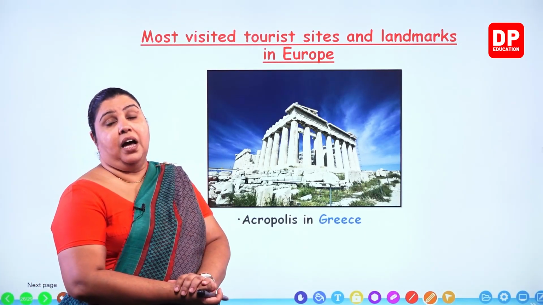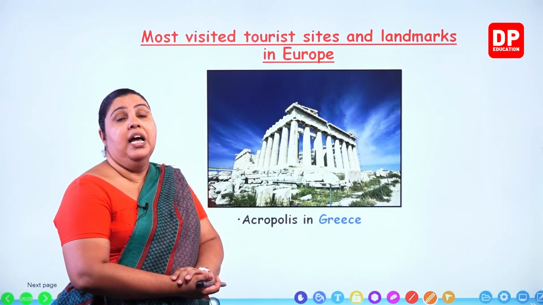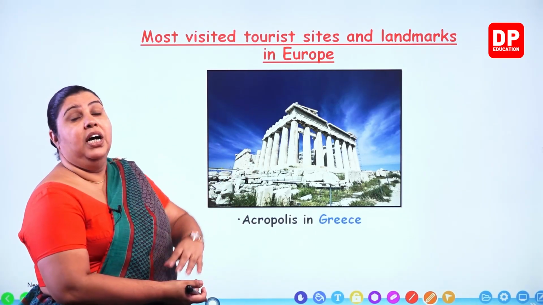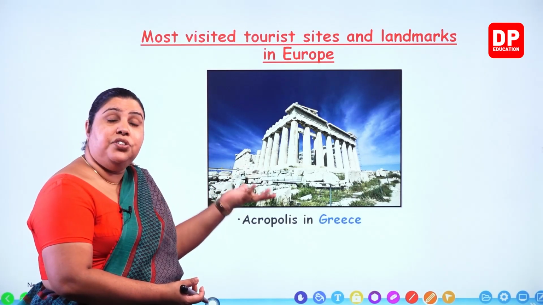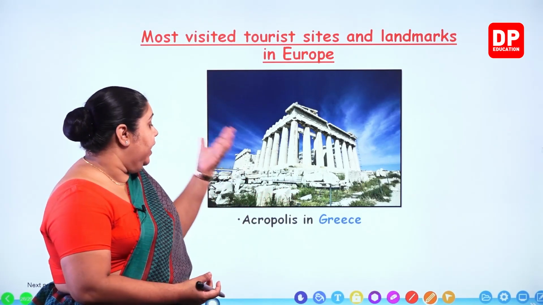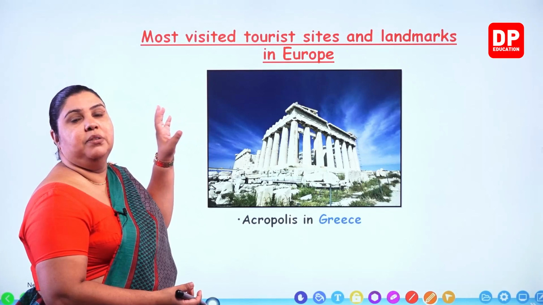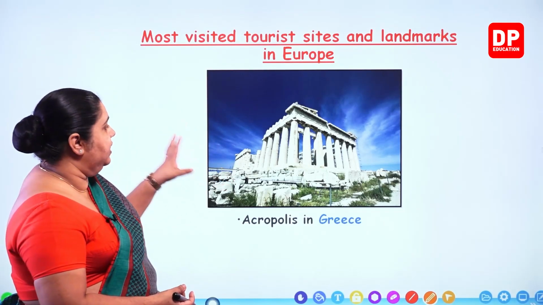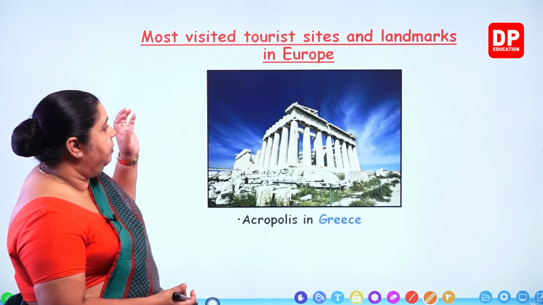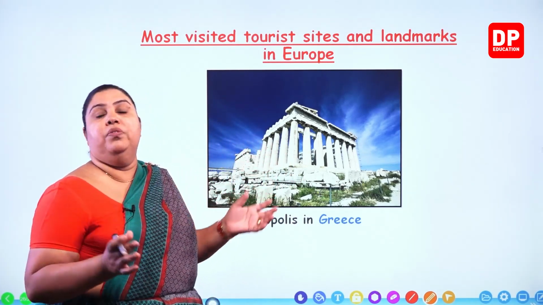Acropolis in Greece. This is one of the ancient places in the world. Acropolis. This belongs to the Greek history. Greece තියෙන පෞරාණික ඉතිහාසයට අයිති වෙන Acropolis in Greece. This is one of the oldest ancient buildings in Greece. So this is one of the places which has got the attraction of tourists from all over the world.